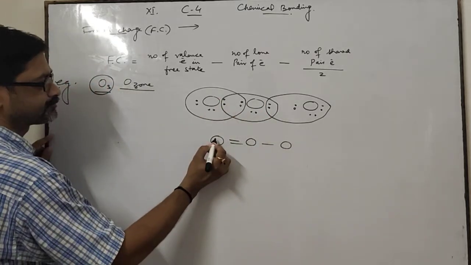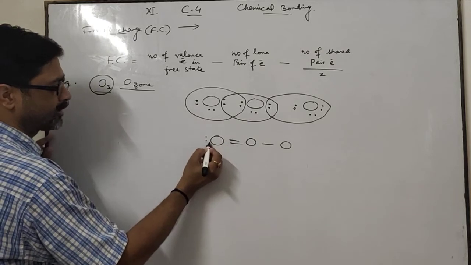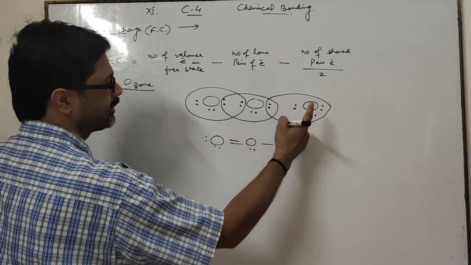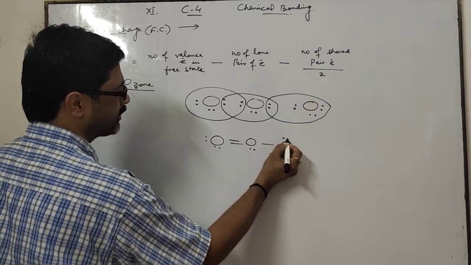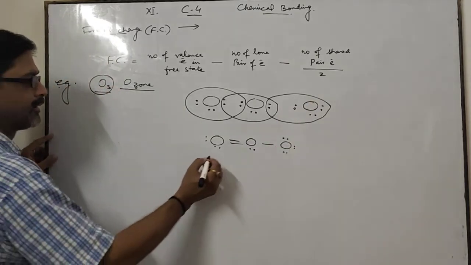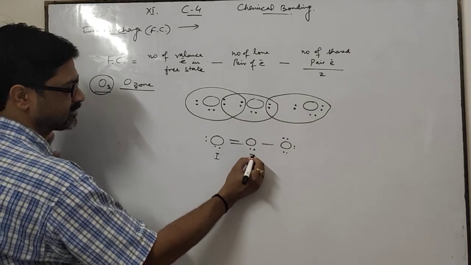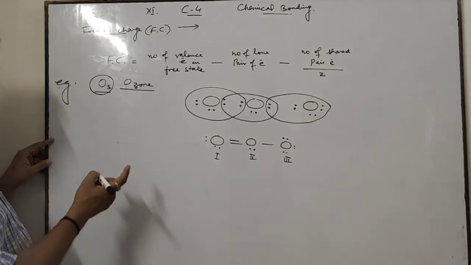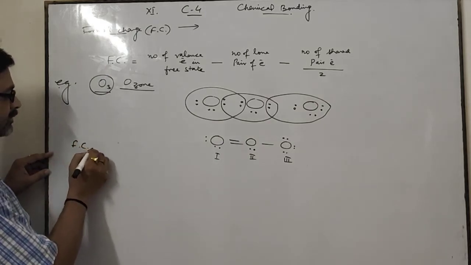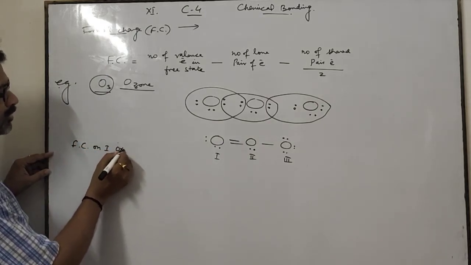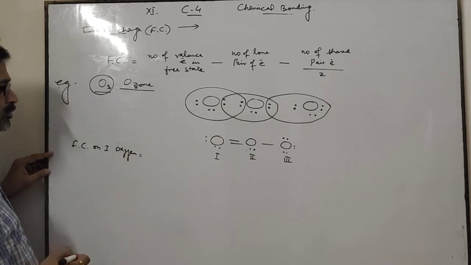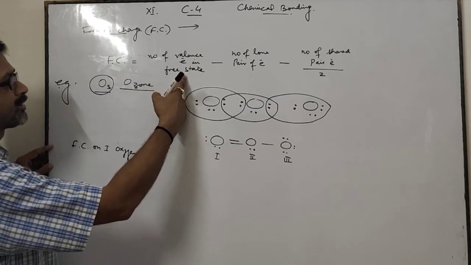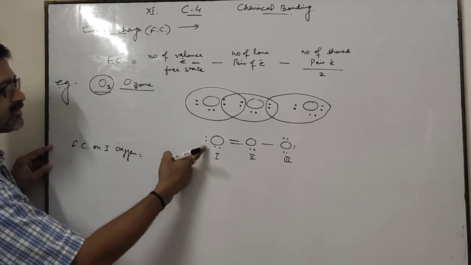Here, 2 lone pairs of electrons are present, here 1 lone pair of electrons is present, and here 3 lone pairs of electrons are present. Let this be the first oxygen, this one the second oxygen, and this one the third oxygen atom. To find the formal charge on the first oxygen, first of all you put the number of valence electrons in oxygen.